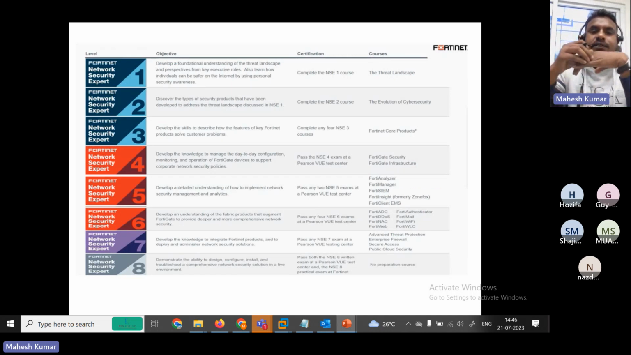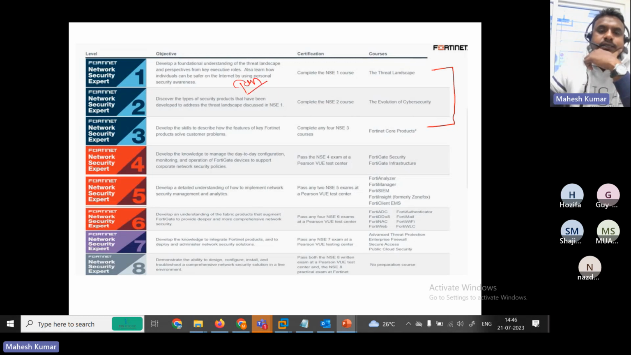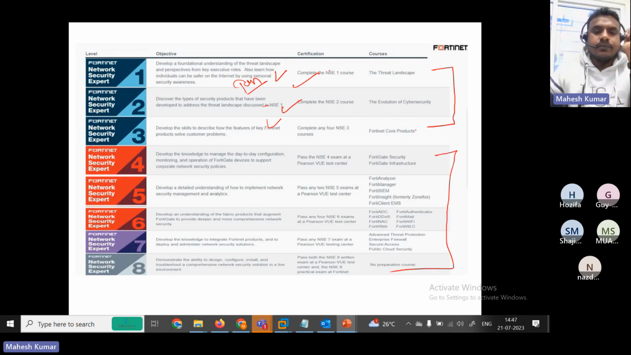There is a certification program in Fortigate. These top three are free. You don't need to pay to take the exam. You just need to log in on their page, register yourself, and start the exam, and within an hour you can get all these certifications. All these three are free. From the fourth to the eighth, you need to make a payment. The exam cost depends on dollars. Got my point? In this journey we will cover NSE 4 and 5.